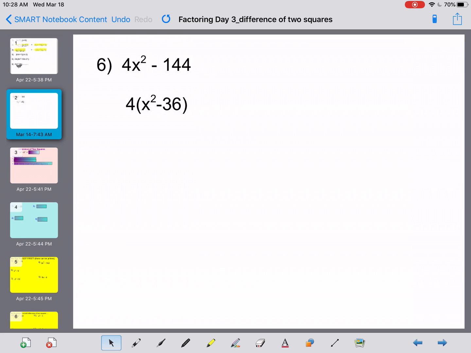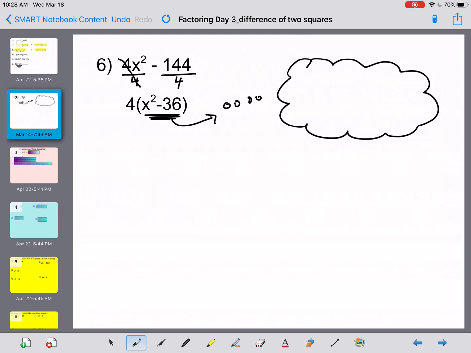The original problem had said 4x squared minus 144. So the first thing we did was we took out a GCF of 4. So we divided by 4. That got us x squared minus 36. Now, here's my little thought bubble.